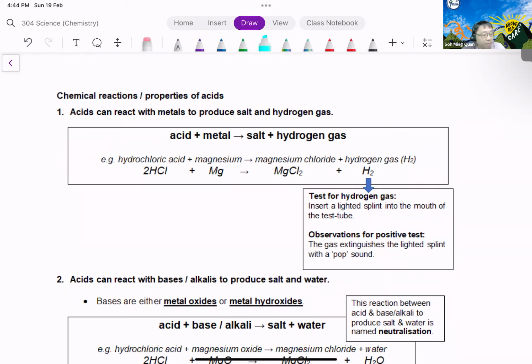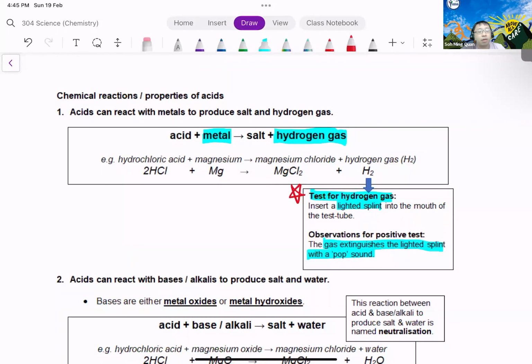So importantly, please remember metal. If you start from metal, you must always get hydrogen gas. Now, whenever there's a gas produced, you need to test for it. How do you test for hydrogen gas? You insert a lighted splint into the mouth of the test tube. And then they will always ask you, what are the observations for the positive test? The observation is that the gas extinguishes the lighted splint with a pop sound. This is important to learn because you've seen this so many times in your metals homework as well.